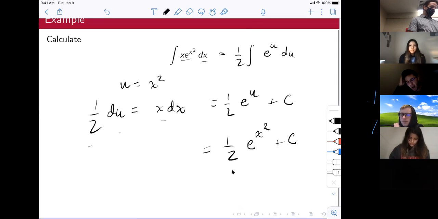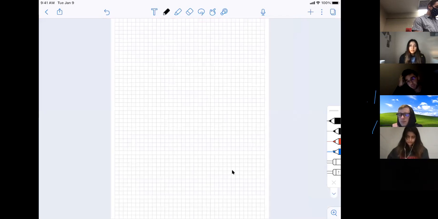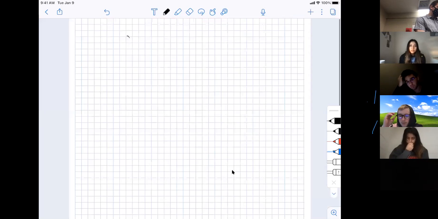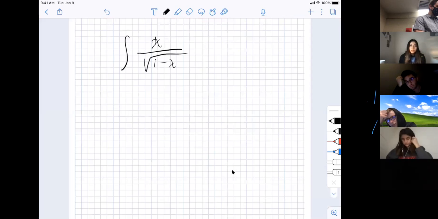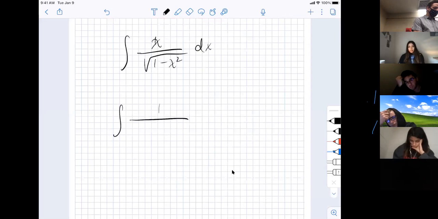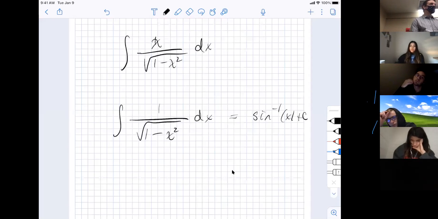Okay. If I were to ask you, what is the integral of, say, x over the square root of 1 minus x squared dx? Well, this is a u substitution problem. If I ask you, what is the integral of 1 over the square root of 1 minus x squared dx, you should hopefully recognize this as arc sine of x, right? This is just one of those integrals that we should hopefully know.